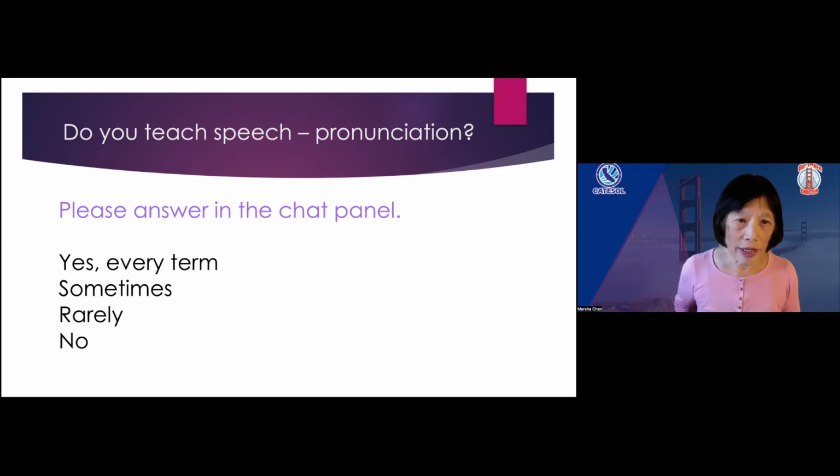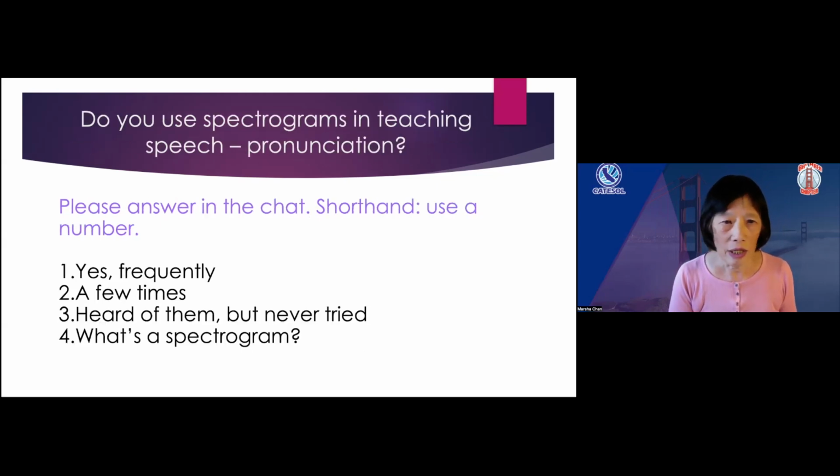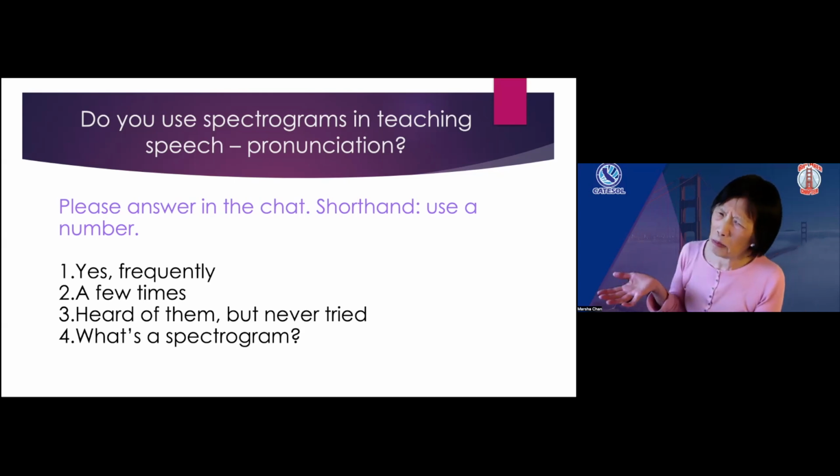Now let's go on to the next question, which is, do you use spectrograms in your teaching speech and pronunciation? 1, yes, frequently I use them. 2, a few times I've tried it. 3, I've heard of them but never tried. And 4, what's a spectrogram?